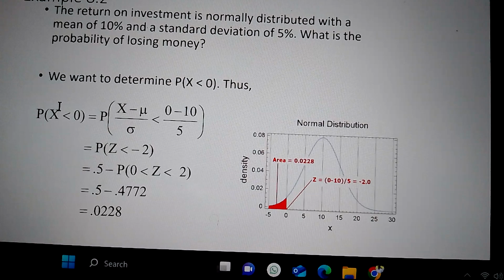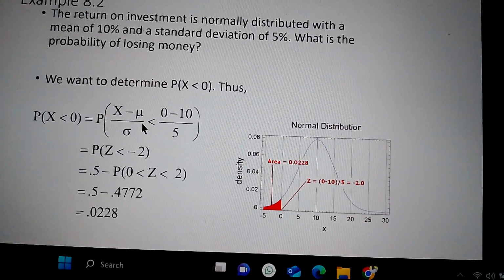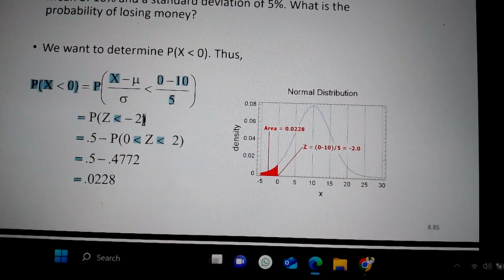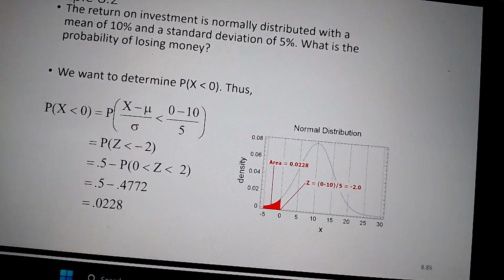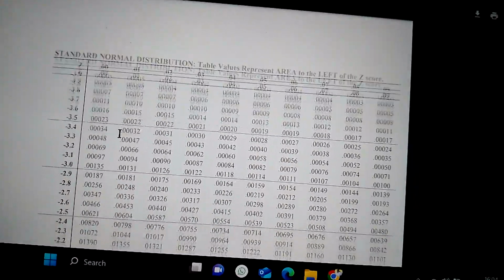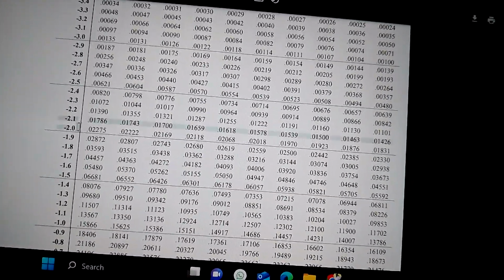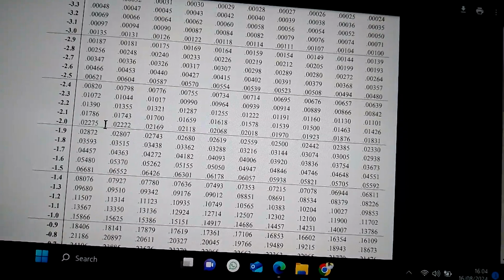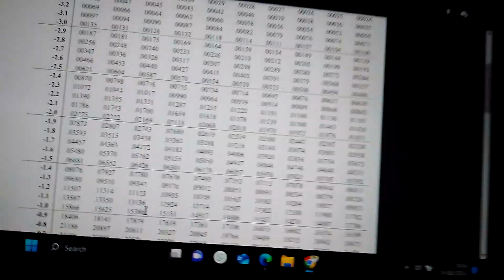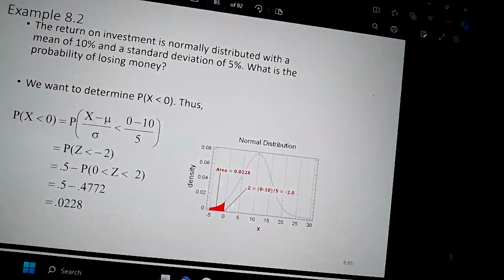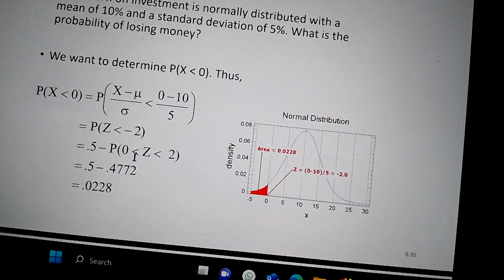So I have to find the probability of the z-score, and this will be z of negative 2. Now if you want to find z of negative 2, you just come to your table, find negative 2.0, right? So this is your number. You have 0.02275. Then you come back here and realize that that's the number, right?